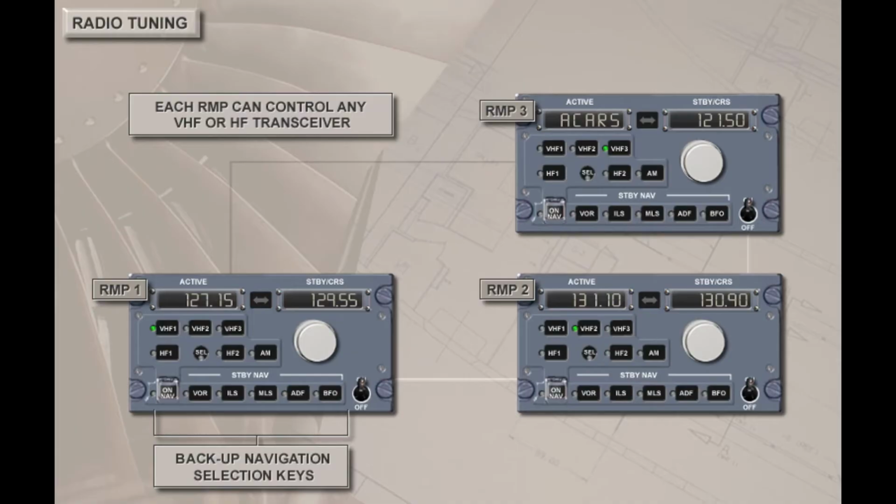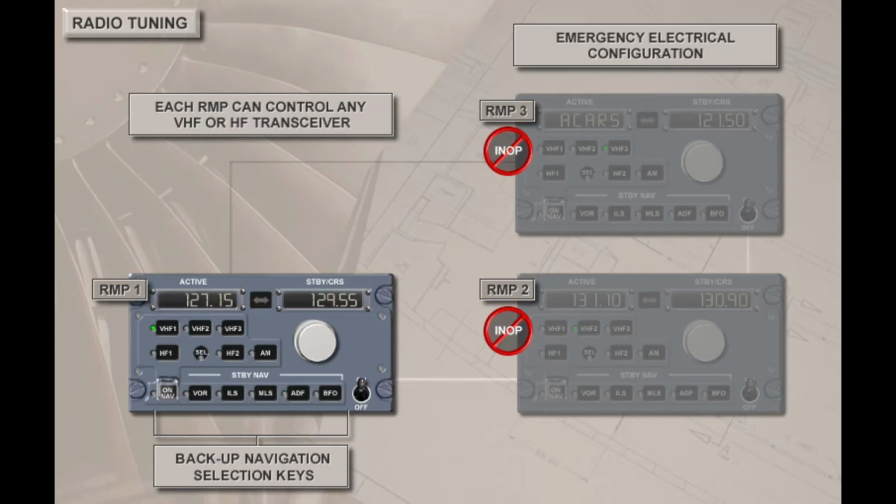The radio management panels, or RMPs, allow the crew to control all of the VHF and HF radio communications equipment. Each RMP can control any VHF or HF radio. They can also be used as a backup to the FMGCs for controlling radio navigation systems. In the emergency electrical configuration, only RMP number 1 will function.